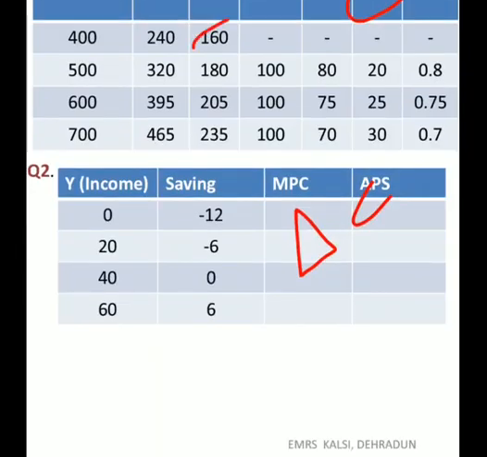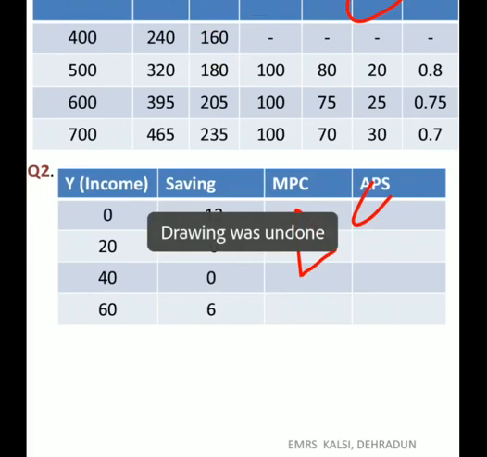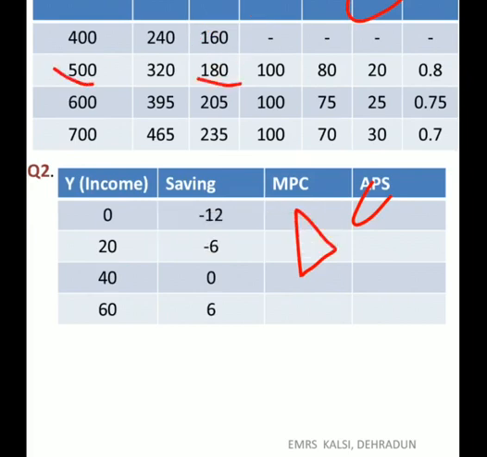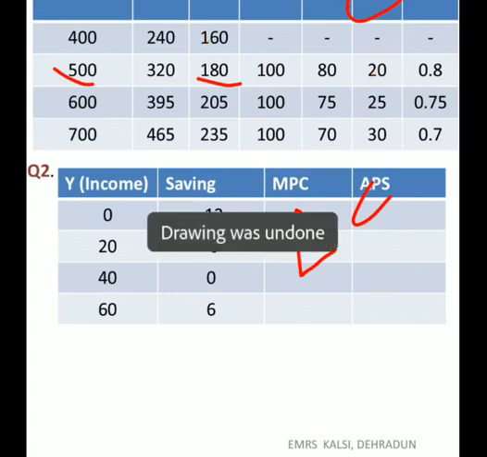So here the current one is 160, but we don't have the previous one, so we will put a dash here. Now for the second, for the income level of 500, our saving is 180 and the previous saving was 160, so 180 minus 160 is 20. In the same way we will find the values for all the levels of income here.